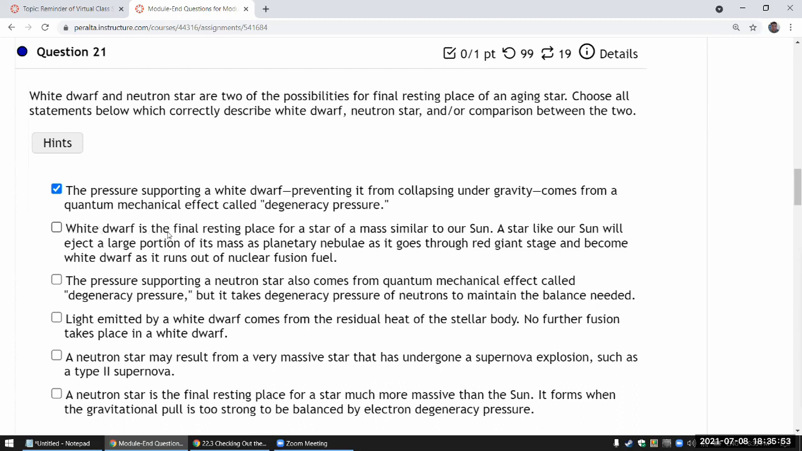White dwarf is the final resting place for a star of a mass similar to our sun. A star like our sun will eject a large amount of material as it goes through a giant stage and become a white dwarf as it runs out of nuclear fusion fuel. Yeah, that is correct. At least that's what the model calculation shows.